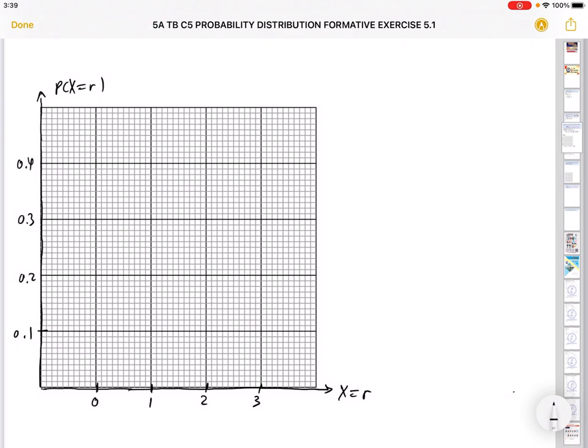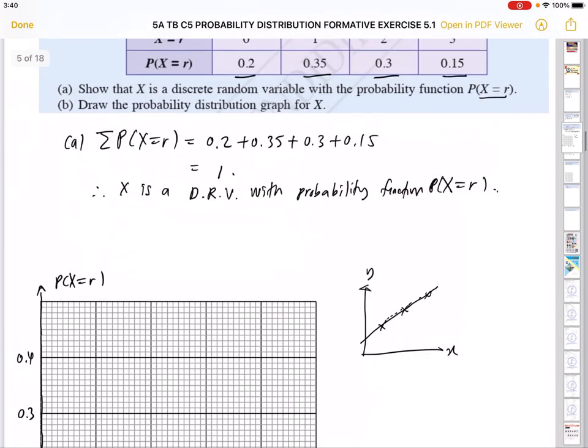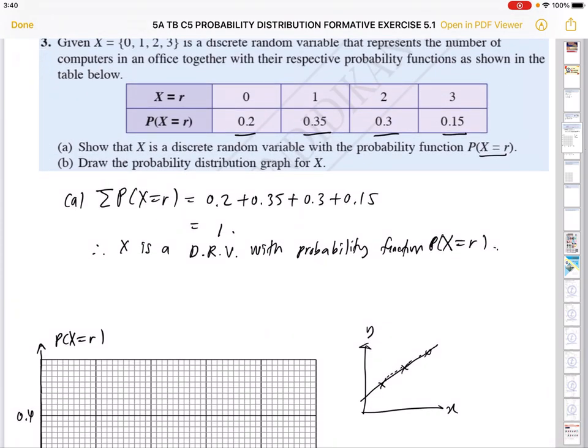Now, why is this graph a bit different from a normal graph? You see, in a normal graph, we can put the points and join them together, right? Because if I say a function y versus x, you can have various values for x and y. But here, you can't. x can only take specific values. For example, if you refer to the table, your x can only be 0, 1, 2, or 3, and nothing else, right?